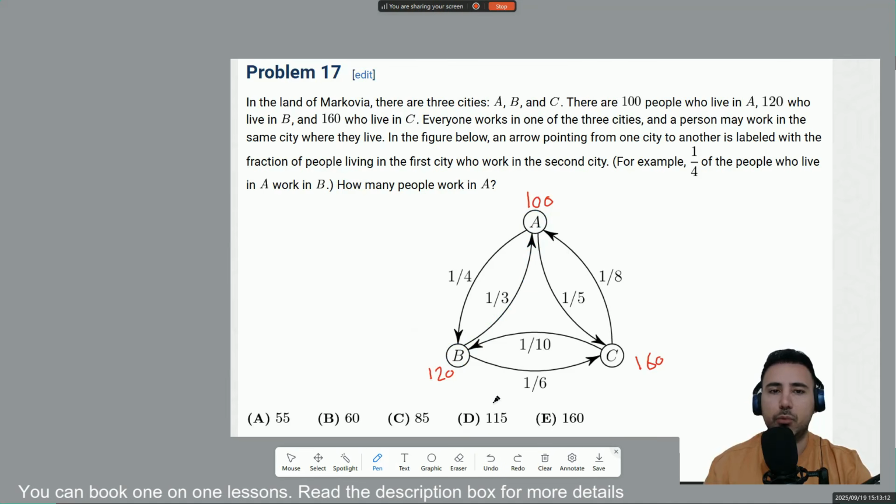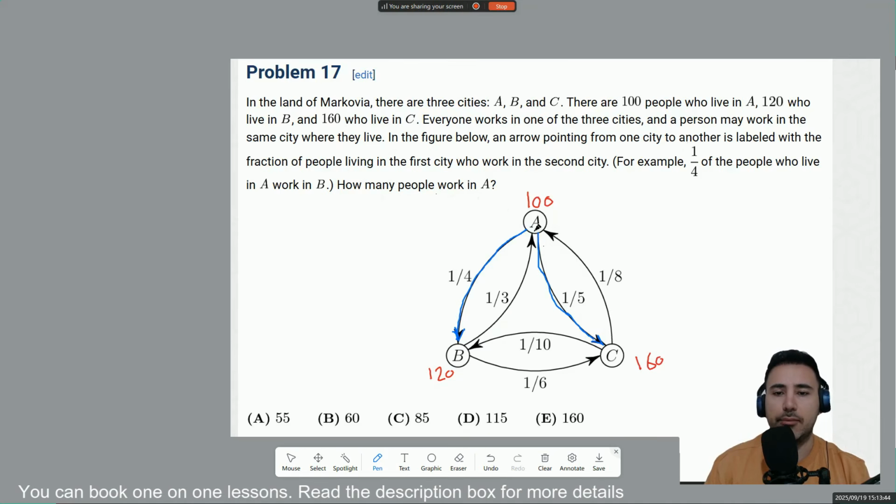So what does the question want from us? How many people work in A? So there are 3 groups who live in A. Some of the people in A go to B for work. Some of the people in A go to C for work. There's a 3rd group. What is that 3rd group? They're people who don't go anywhere, right?